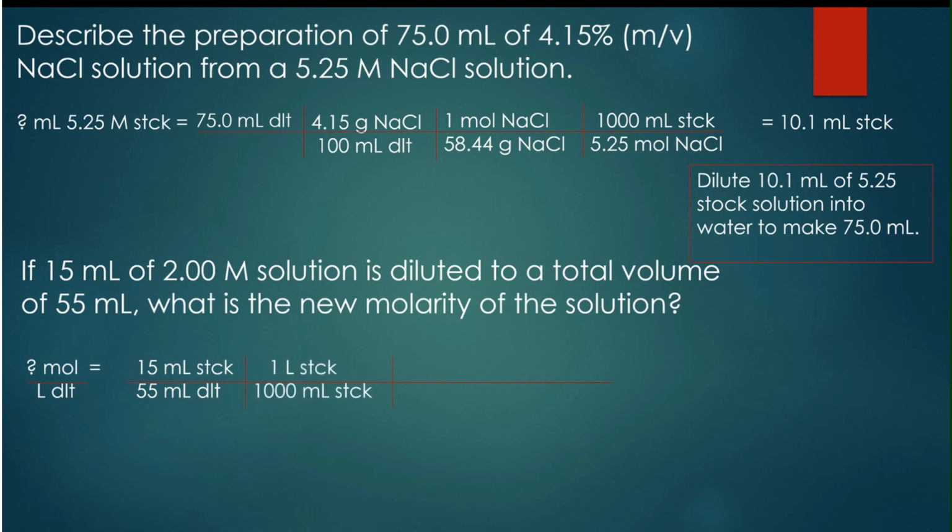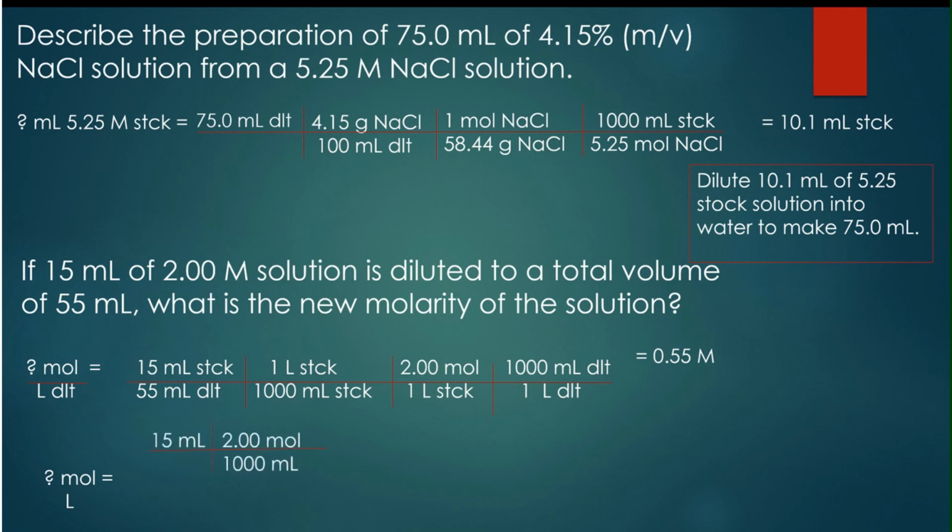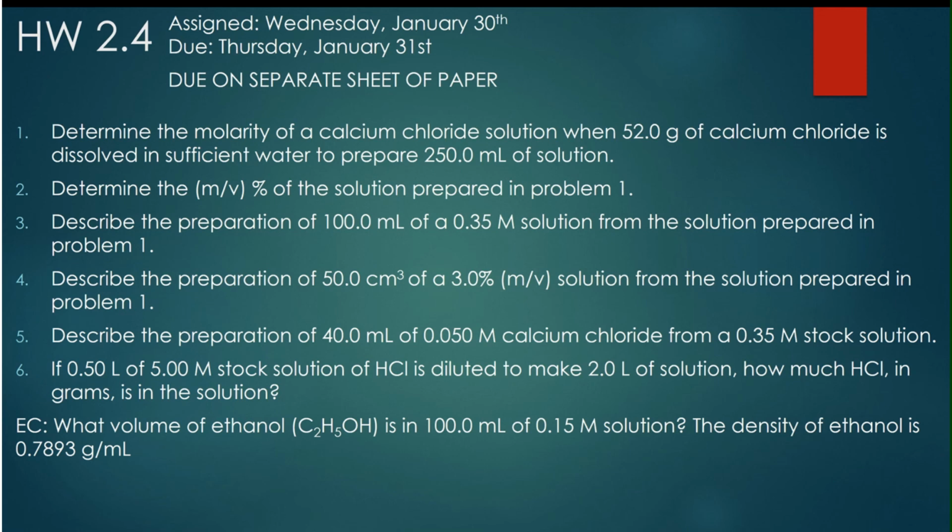I'll convert my milliliters of stock to liters of stock so that I can then go to moles of stock. And then finally, I want liters of dilution on the bottom. So it's a quick 1,000 milliliters per liter. And you'll end up with 0.55 molar. Another way to do that, if you're comfortable, you're seeing the connection here. Again, the same exact problem. 15 milliliters of 2 molar solution, 55 milliliters diluted down, 0.55 molar.